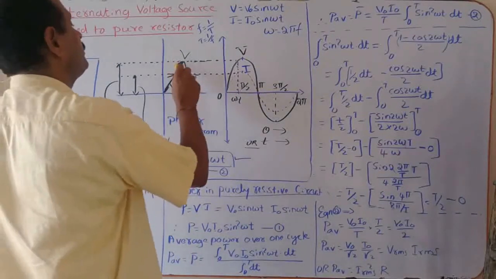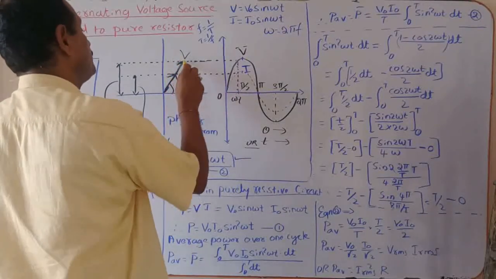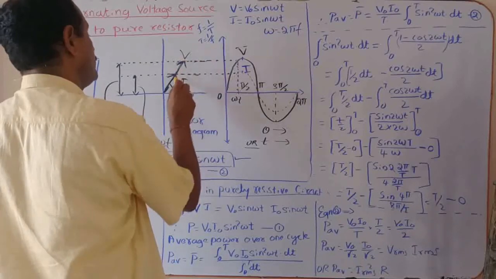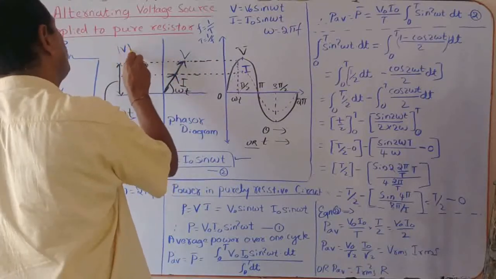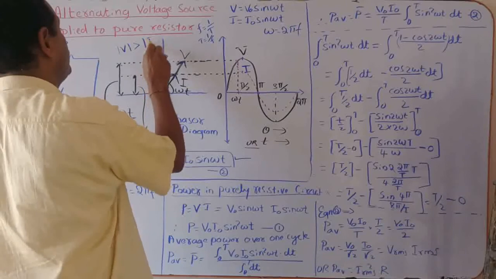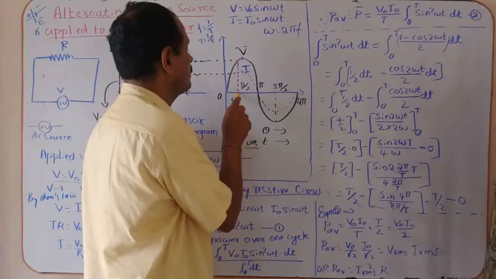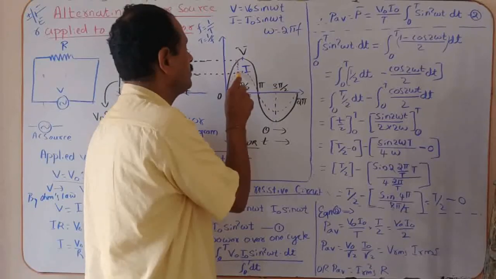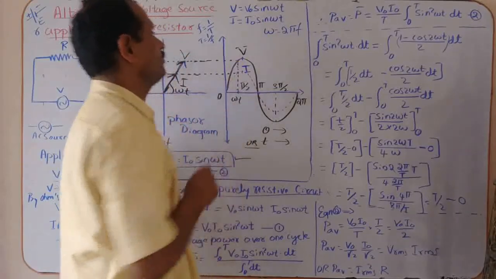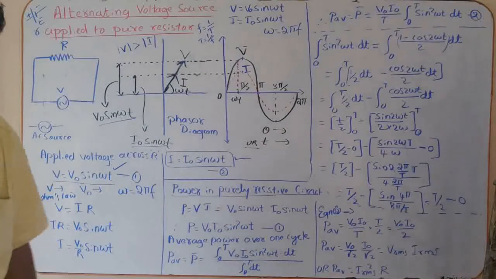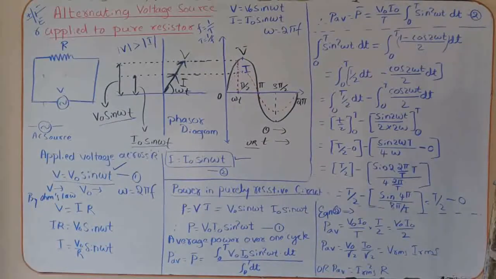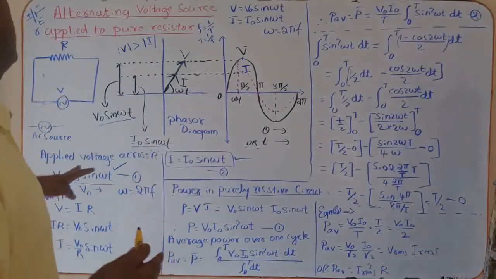In the phasor diagram, it is a V, it is an I. It means the magnitude of V is greater than the magnitude of the current. That is the meaning of this one. For this particular time, this is the magnitude of the current, this is the magnitude of the voltage. And once again I repeat, in the pure resistive AC circuit, both voltage and current are in phase. The phase difference between voltage and current is 0.